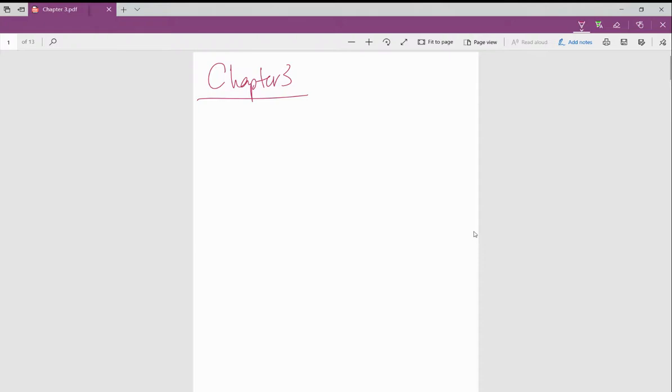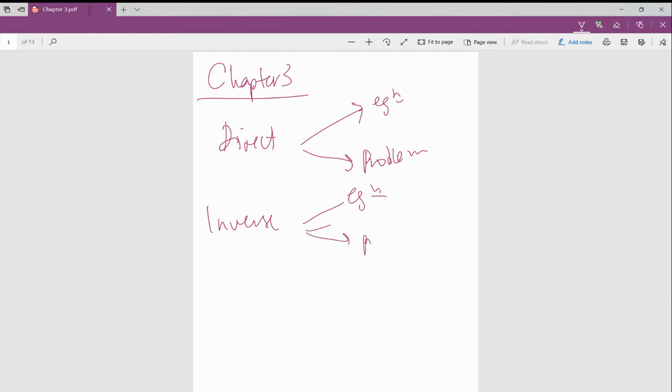Okay, this chapter, chapter 3, is on proportion, direct and inverse proportion. So, what I'm going to do is a quick summary. In direct proportion, there are two types of question you must know. The first type is equation related, and the other one is problem sum. And in inverse proportion, similarly, you have the equation and the problem sum. So, what I'm going to do is go through the problem sum for direct proportion first before I go to the equation.